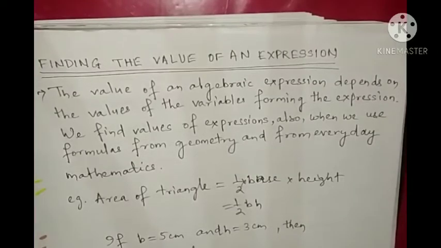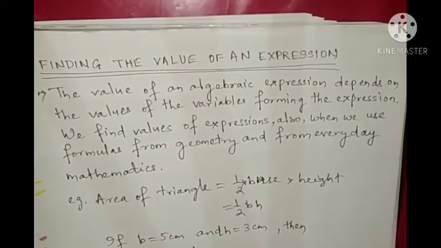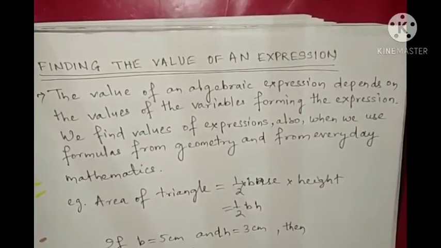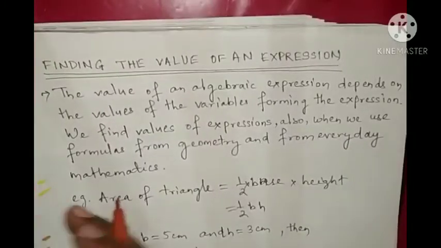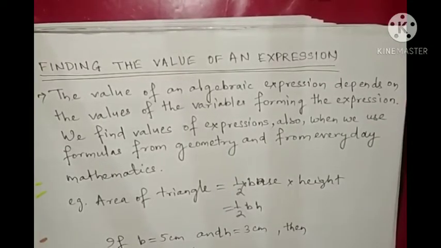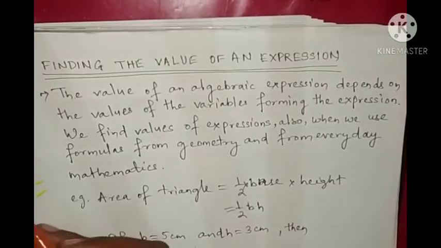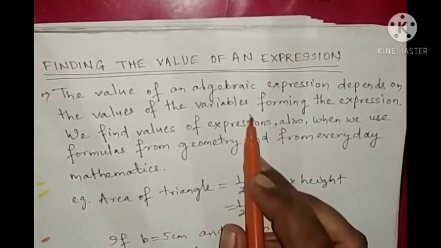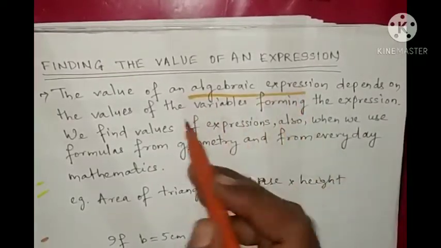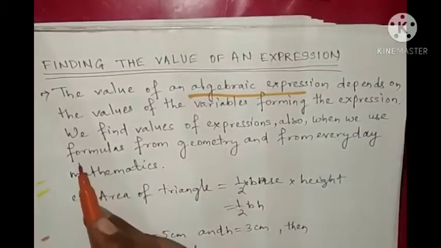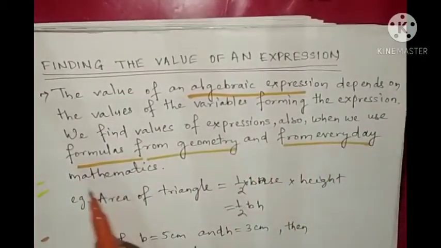So let's start. You are seeing on the screen, finding the value of an expression. The value of an algebraic expression depends on the value of the variable. In an algebraic expression we have variables. Variables mean the value is always changing. So if we put some value, we change the value of the variable, and the algebraic expression will change. We also find the values of expressions when we use formulas from geometry and from everyday mathematics.